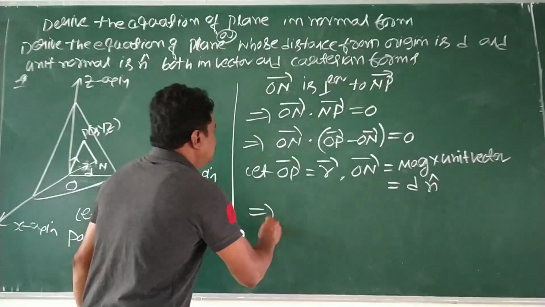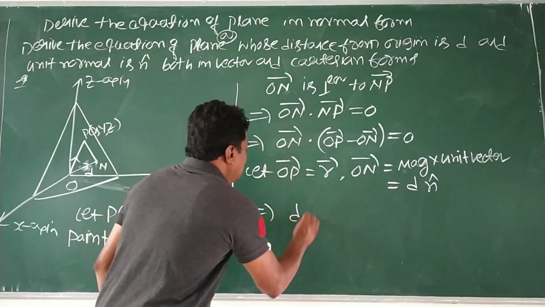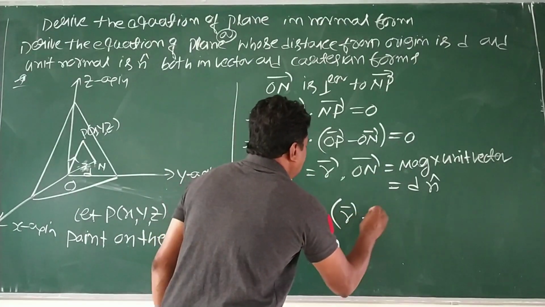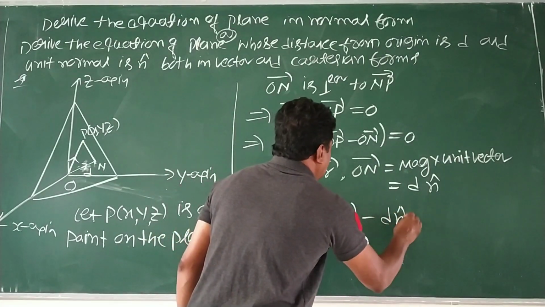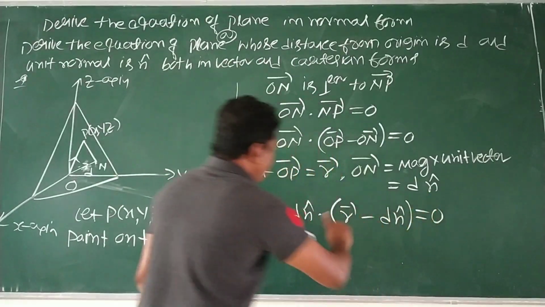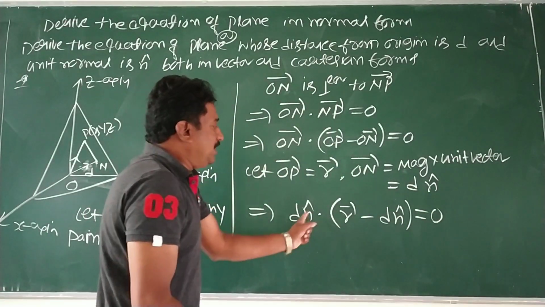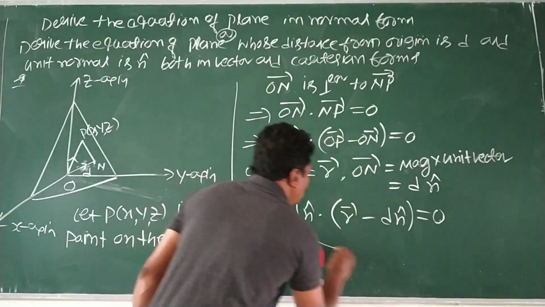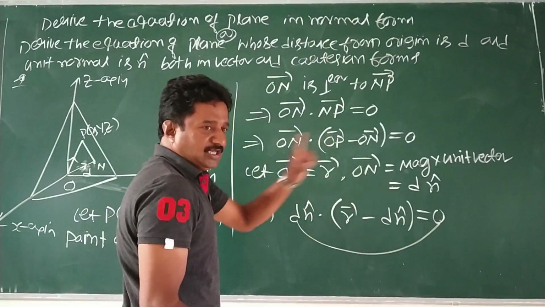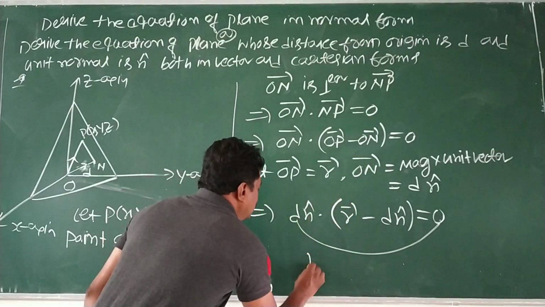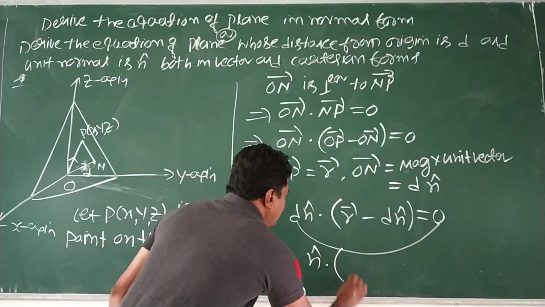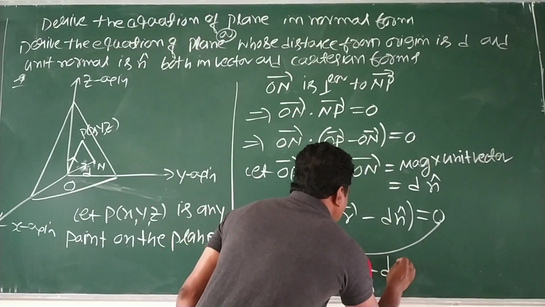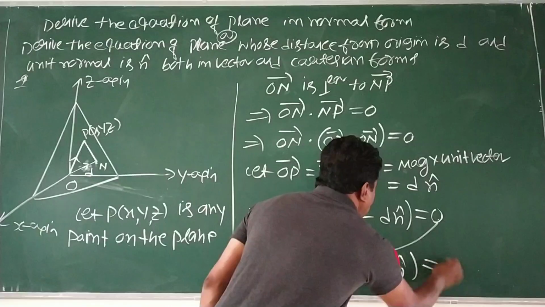This implies ON is D n cap. D n cap dot (R minus D n cap) is equal to 0. Divide by D; 0 divided by anything is 0. So n cap dot R minus D n cap dot n cap is equal to 0.